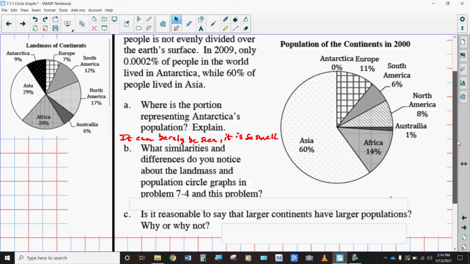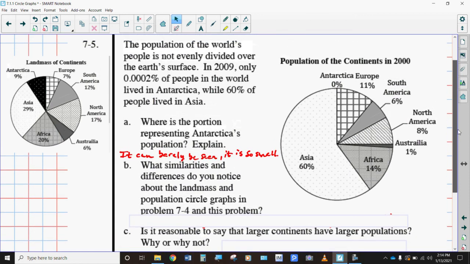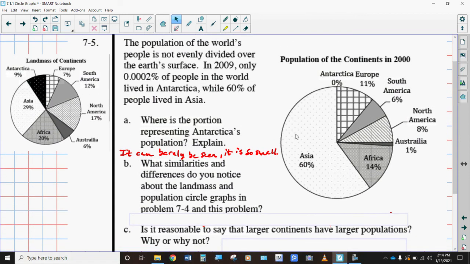And then it says, what similarities and differences do you notice about the landmass population circle graph and this problem? So what are some similarities there? What connections can you make? Well, I'm noticing that the continents with the largest landmass tend to have the largest population, and the continents with the smallest landmasses tend to have the smallest population.